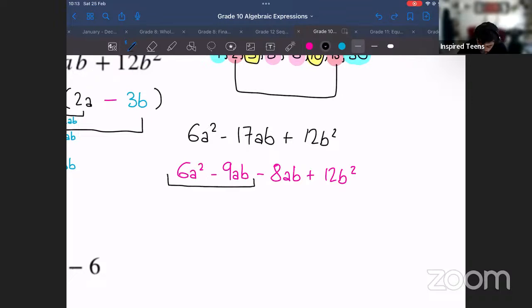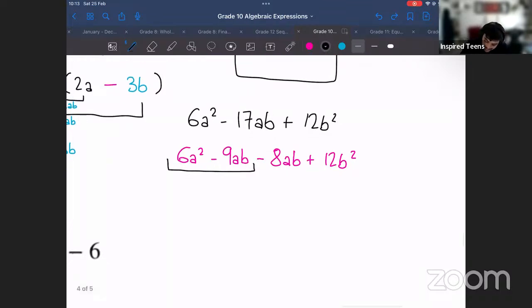However, secondly, I can also take a common factor between 6 and 9. So that's why I chose 9 and 8 specifically, because I'll be able to take a common factor between 6 and 9, and 8 and 12 as well. If you choose different numbers that create 17, so maybe you chose -10 and -7, possibly you won't be able to factorize it later on. So now in this case, I can group.